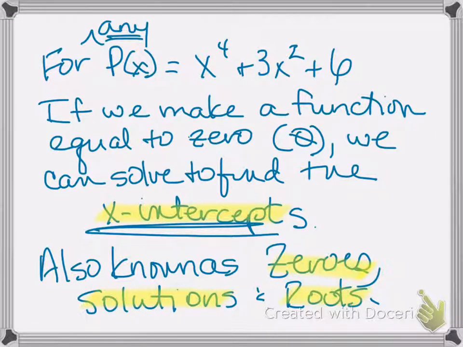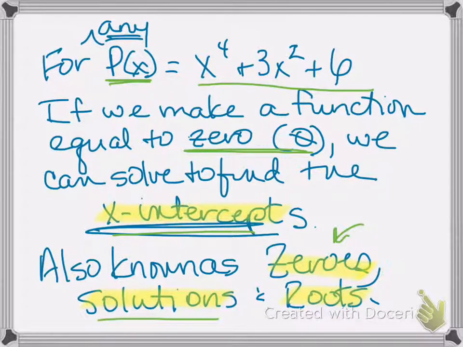Simply put, in math language, for any polynomial of x, if we make a function equal to 0, we can solve it and find the x-intercepts. Okay, so that's any function. I gave you this one as an example, but what this says is for any polynomial in terms of x, if we make a function equal to 0, we can solve it to find the x-intercepts. The x-intercepts are also known as zeros, solutions, and roots.